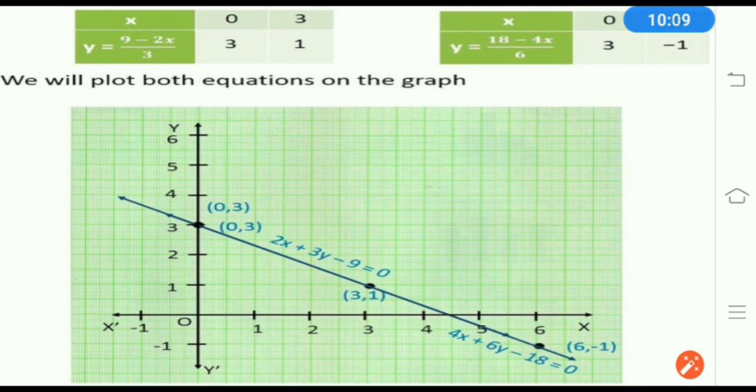That means at first we write the pair of linear equations in two variables. After that we represent this situation graphically. Okay.